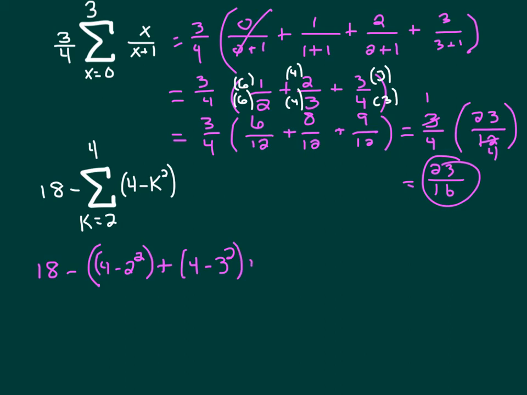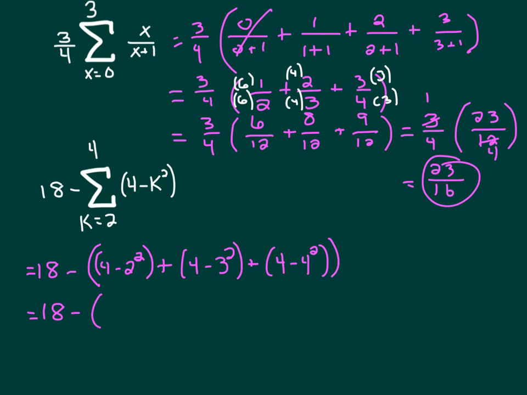Then we have to add to that 4 minus 4 squared. And I'm going to stop here because I've now reached the number on top of my sigma symbol. All right, so we're going to have, bring down the 18, and then minus. Let's just figure out what each of these are equal to.